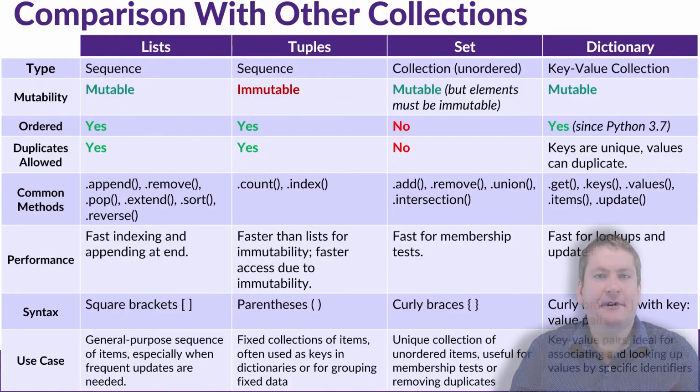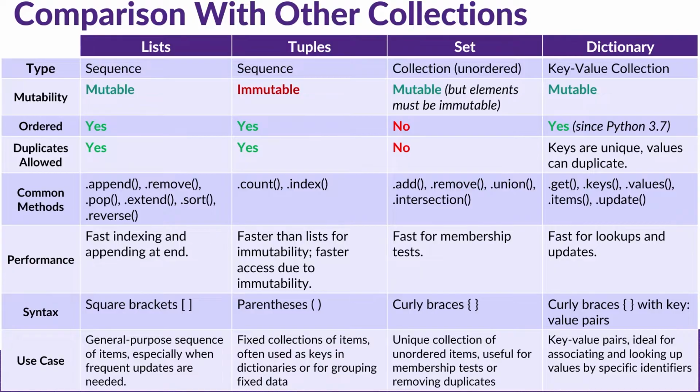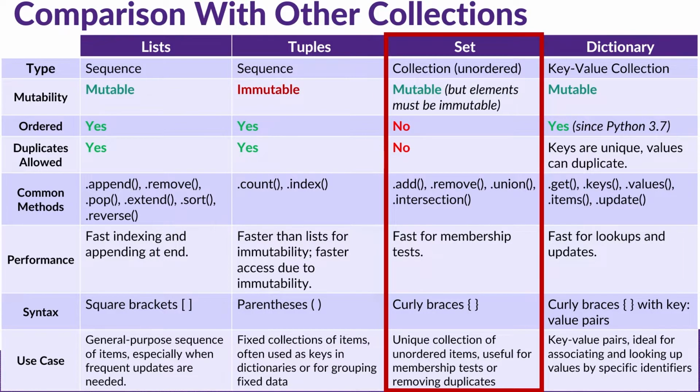Here we have a table that gives a comparison of all of the collection types we've seen so far, including lists, tuples, dictionaries, and now sets. Lists and tuples are sequence types, meaning that they have an order to them. Technically, a string would also be a sequence type because the characters are in a set order. Dictionaries are a key value collection, and since Python 3.7, they also have an ordering now. However, sets are an unordered collection. That means there's not going to be any predefined order to them.